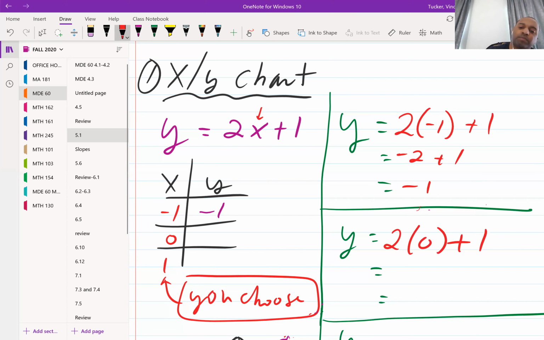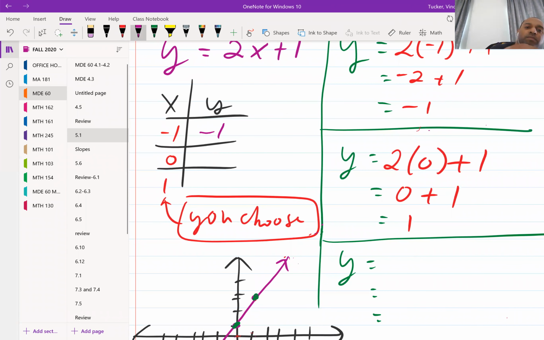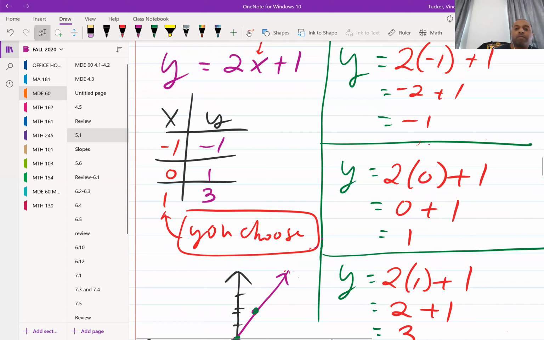Plug in 0. 0 is always an easy value to use. 2 times 0 is 0 plus 1 will be 1. And then plug in +1. 2 times 1 is 2 plus 1, which is 3. So we have our 3 points. Before we graph, any questions on how we got those 3 points? So you choose the X values, plug them in to find the corresponding Y values for the X values that you chose.